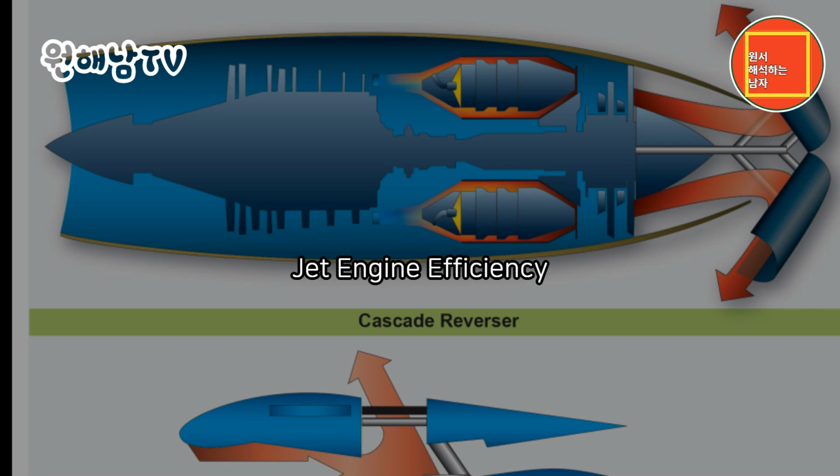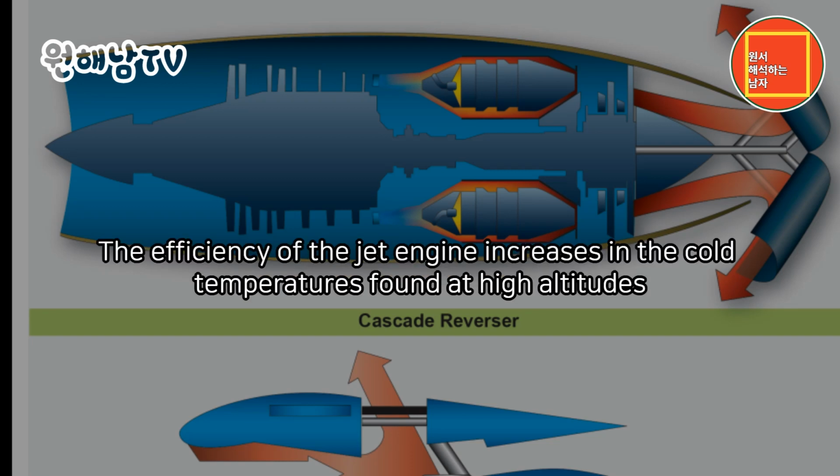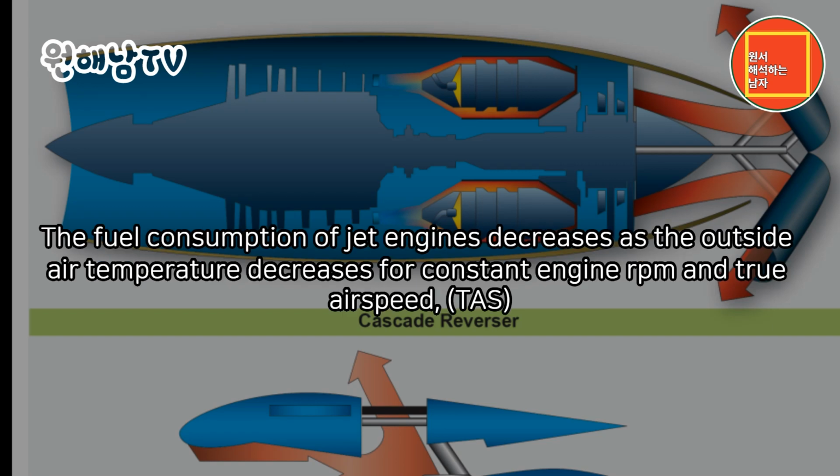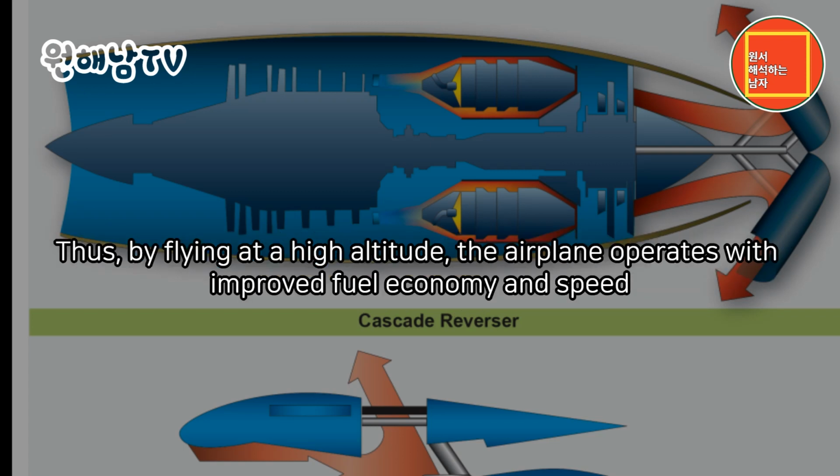Jet engine efficiency. The efficiency of the jet engine increases in the cold temperatures found at high altitudes. The fuel consumption of jet engines decreases as the outside air temperature decreases for constant engine RPM and true airspeed (TAS). Thus, by flying at a high altitude, the airplane operates with improved fuel economy and speed.